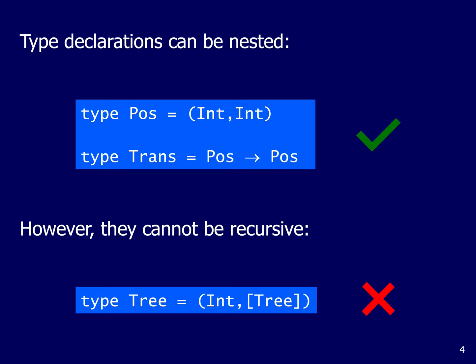So type declarations can be nested, like we see at the top, but they cannot be recursive. So they cannot be defined in terms of themselves. And we'll see later on how you can actually declare recursive data types like tree using the data declaration mechanism.